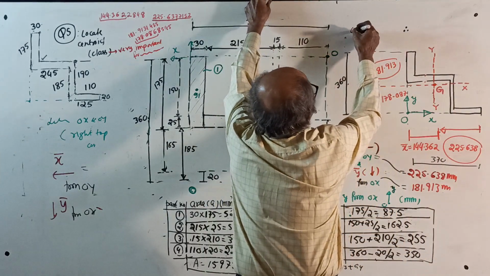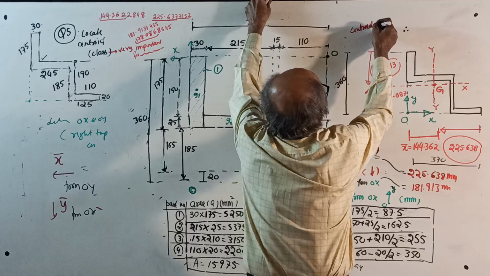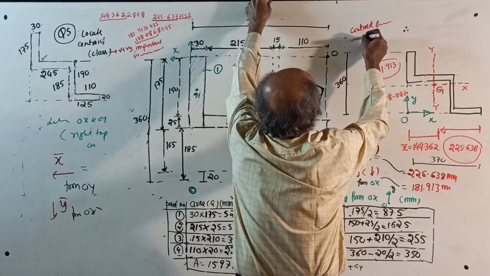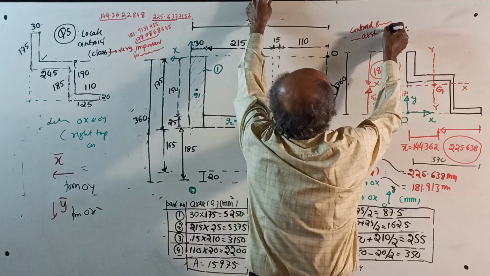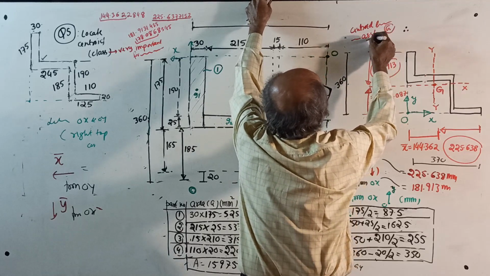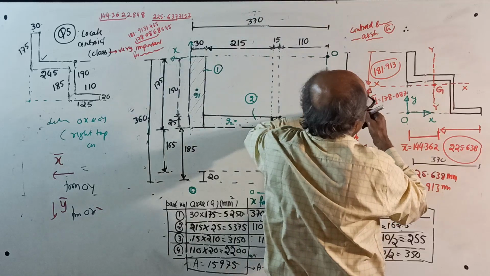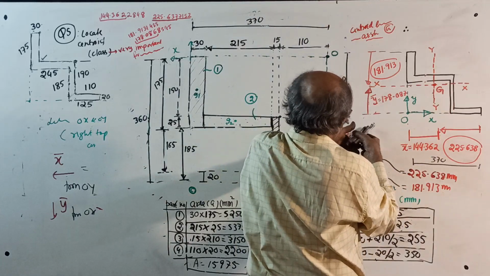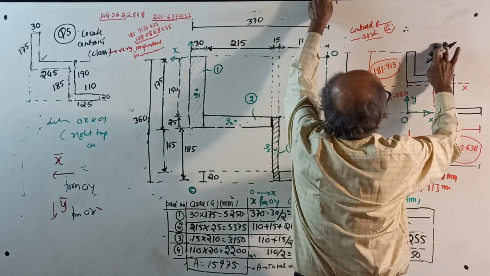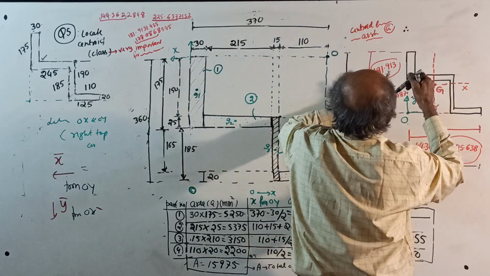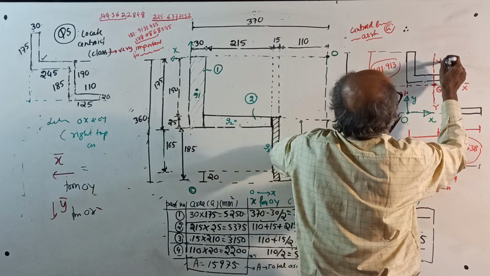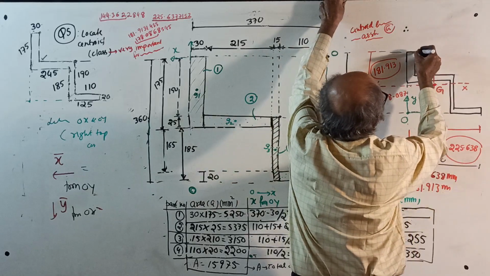Centroid for the given lamina is as shown below. Centroid G is as shown below. See, now your reference axis is where, don't see this Y. Don't see these things. This will all come later. You see only here.